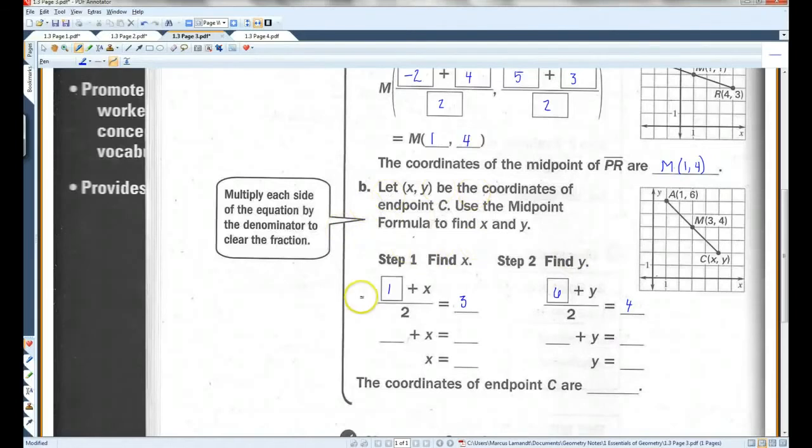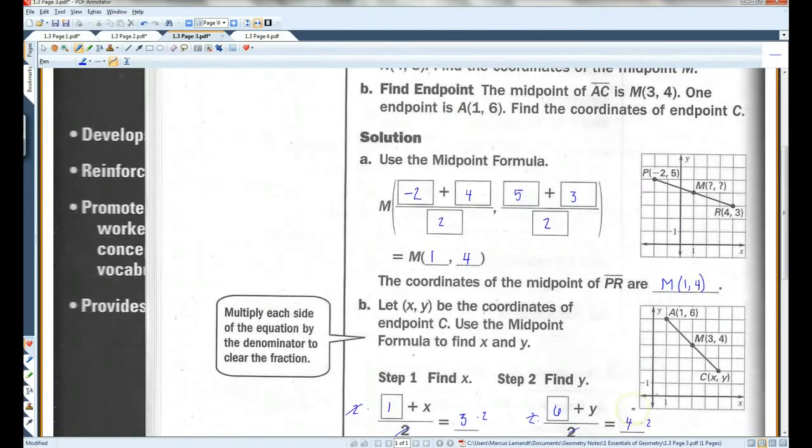Over here, if I multiply both sides by 2, that'll get rid of the 2 on the bottom. So now I have 1 plus x equals 6. Now I can subtract 1 from both sides. 6 minus 1 is 5. Same thing over here. 6 plus y equals 8. Then subtract 6 from both sides. Y equals 2. So the coordinates of endpoint C are 5, 2.